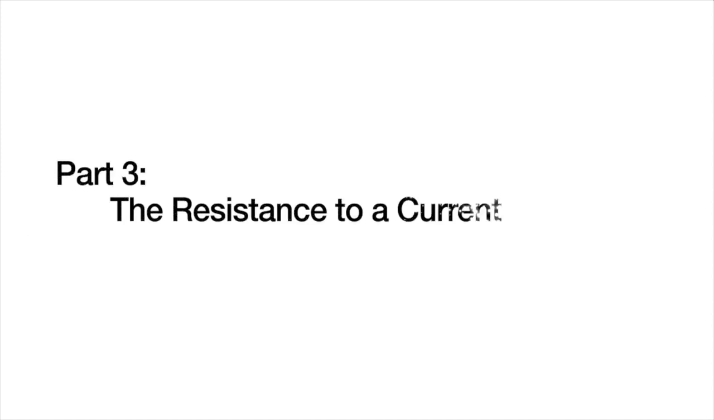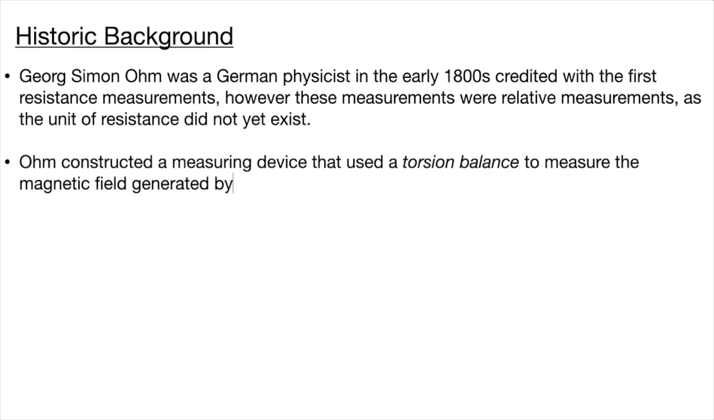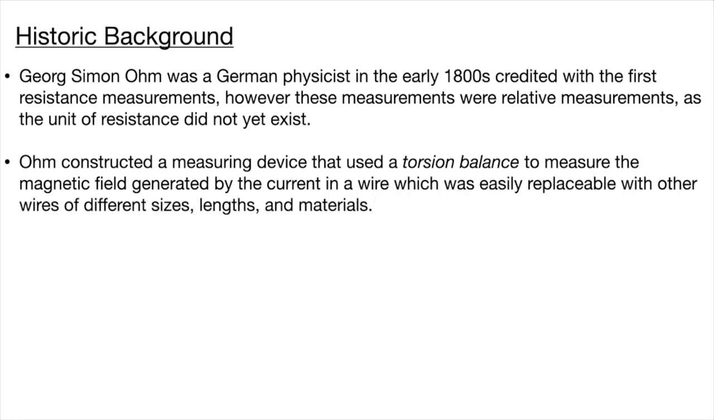Part 3. The resistance to a current. Some more historic background. Georg Simon Ohm was a German physicist in the early 1800s, credited with the first resistance measurements. However, these measurements were relative measurements, as the unit of resistance did not yet exist. Ohm constructed a measuring device that used a torsion balance to measure the magnetic field generated by the current in a wire, which was easily replaceable with other wires of different sizes, lengths, and materials.